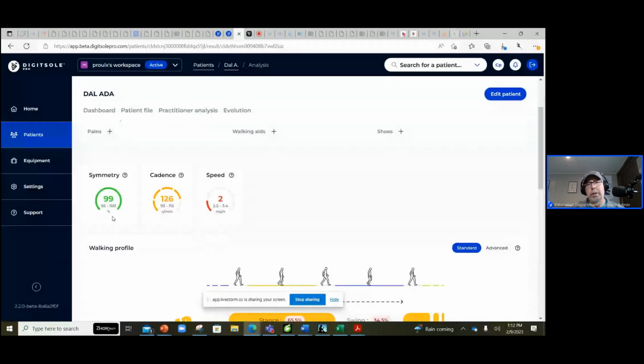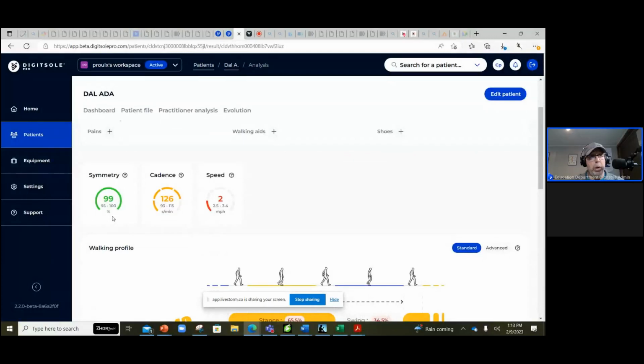So some of it is voluntary and some of it is involuntary, or more so reflexive. That's why it's a unique internal look at how the person is actually responding to something they really should know very well, because they've been doing it since they were a kid, right? So symmetry, if we look at it, is in green here. Green means that it's within those normative values.